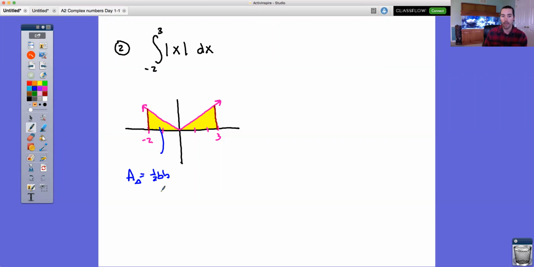The base of the triangle on the left is 2 units because I went out to -2. The height of that triangle goes up to the absolute value function, -2, the absolute value of that is +2. So 1/2, 2 times 2. 2 times 2 is 4, half of that is 2. That's the area of the triangle on the left. The area of the triangle on the right, 1/2 base times height. Base is 3, height is 3. 3 times 3 is 9. Half of 9 is 4.5.